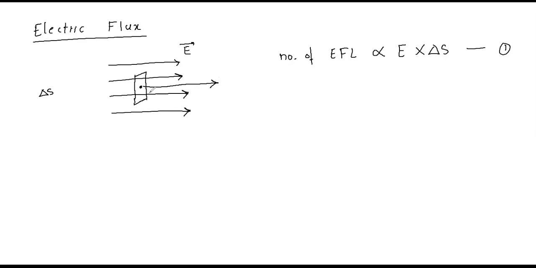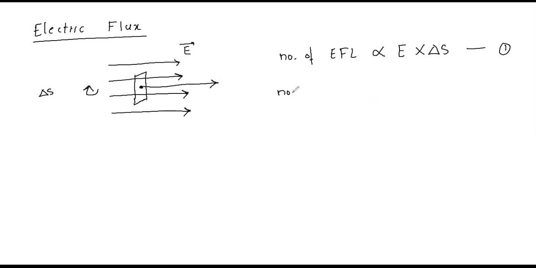Now suppose I tilt this area. This one is facing in this direction. Now suppose I tilt it in this direction. What happens? The direction of this normal now makes an angle theta with the electric field.